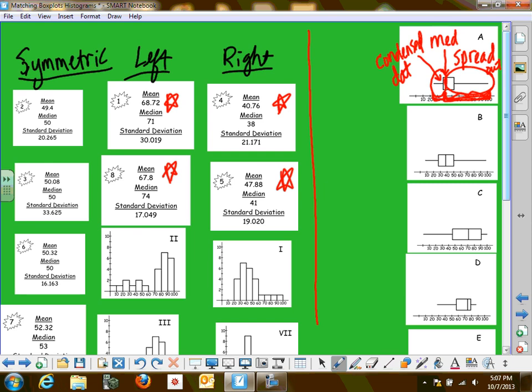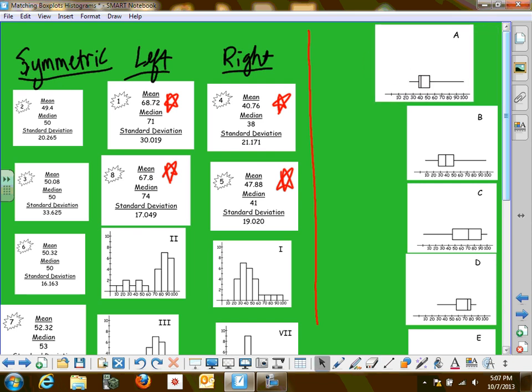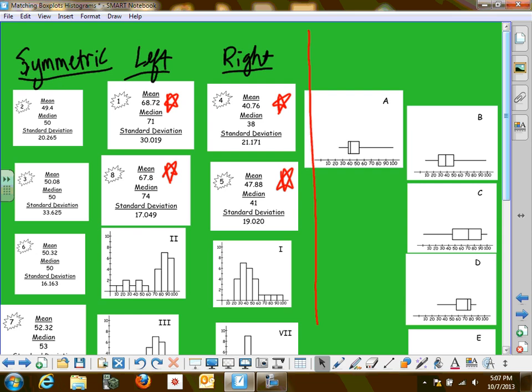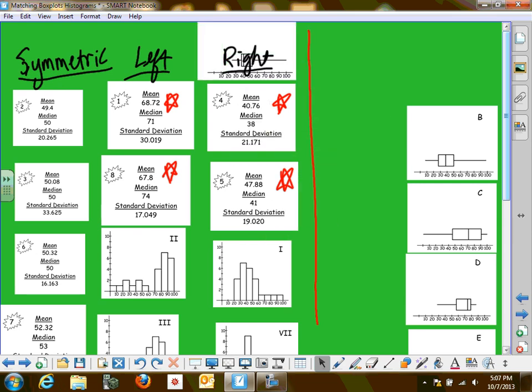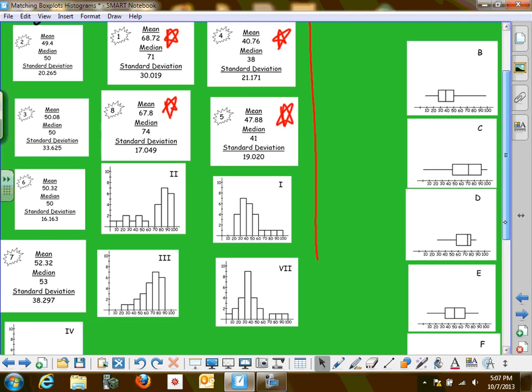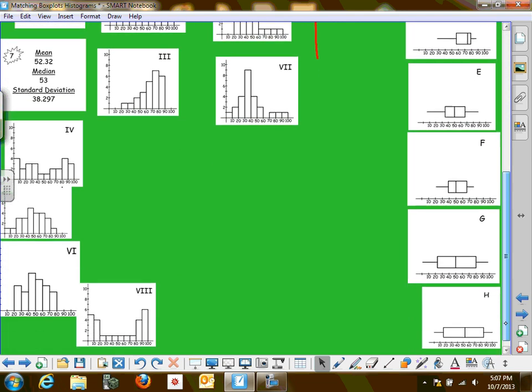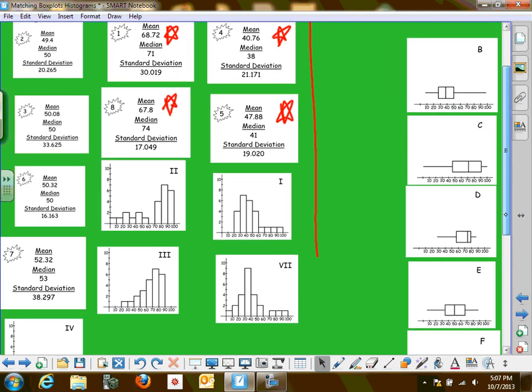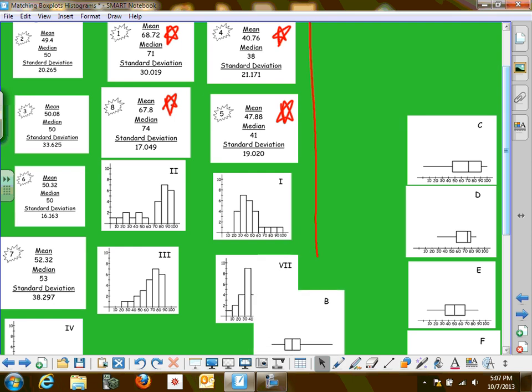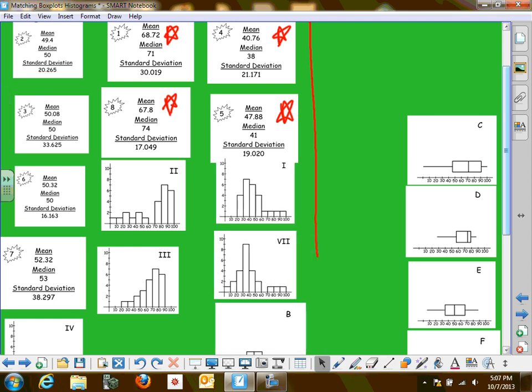Okay, so I'm pretty sure then that this A graph is going to be skewed right. So I'm going to put this one, since I have all of this long tail to the right, here in my skewed right section. Okay, so I'm grouping all of those together. And I think that this B is also going to be more skewed right, so I'm going to put that in that section.